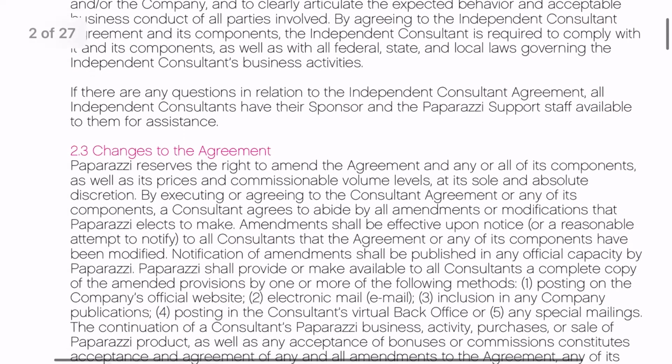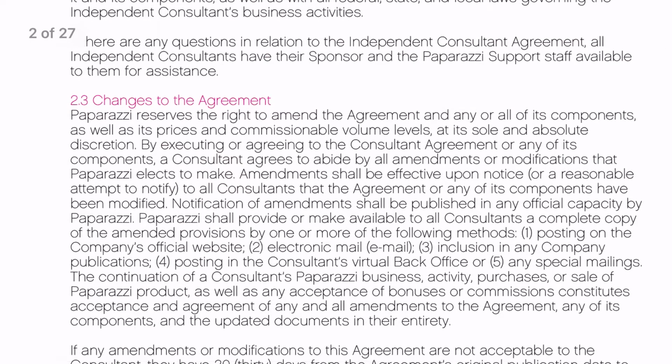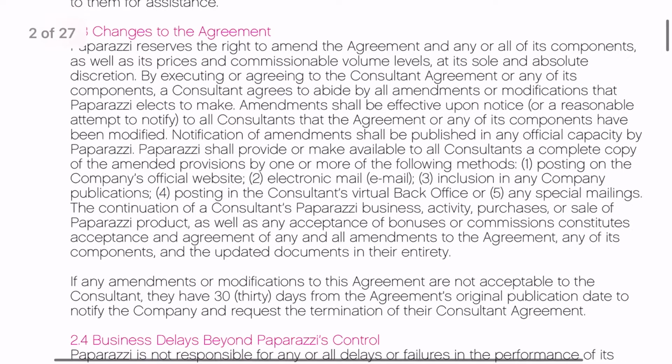Now, moving on to Section 2.3, it's the changes to the agreement. Paparazzi does reserve the right to amend the agreement anytime they feel it's needed, and that includes all the components as well. It does state that Paparazzi shall provide or make available to all consultants a complete copy of the amended provisions by one or more of the following methods.